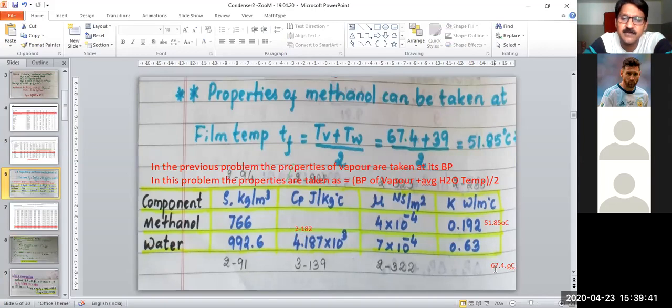So what is your assignment? Please make a note of the assignment. Derive the properties of methanol at 67.4. Whatever properties of methanol I am showing in the table are at 51.85. So in the next class, I'll ask you what the properties of methanol at 67.4 are. You have to do that before coming to the next class. Derive methanol properties at 67.4 and write all the values, and I'll ask in the next class. Is it clear? Yes, sir.